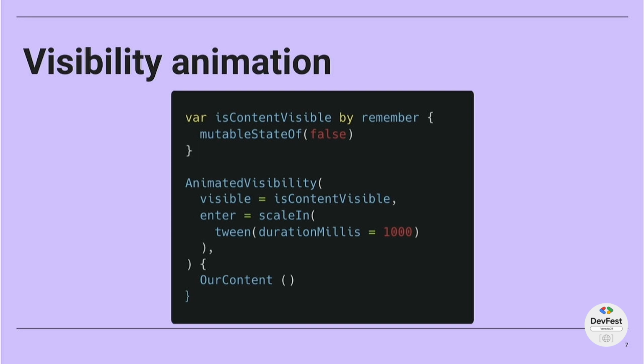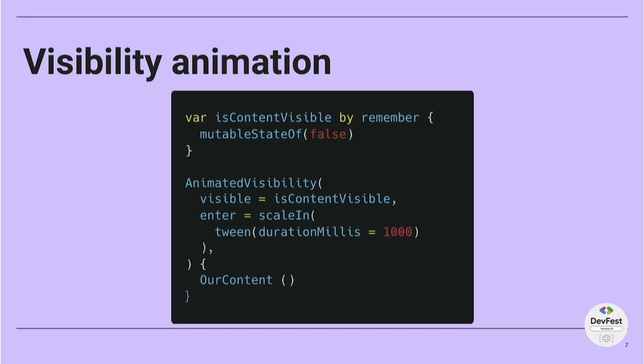Actually, let me turn my screen a little. Okay. We can use the animated visibility function. The way it works is we have a state which is content visible. This state is initialized to false, and it's used inside animated visibility.